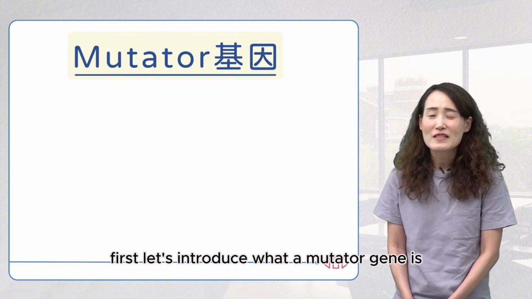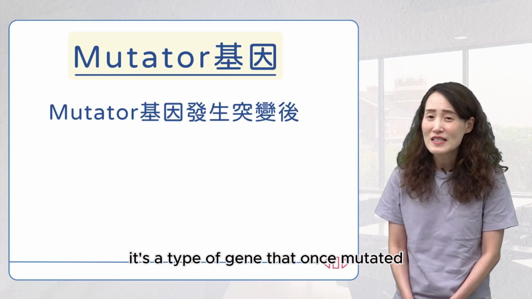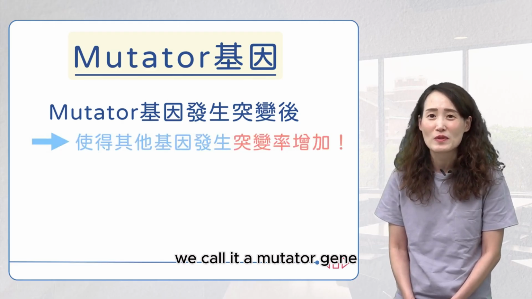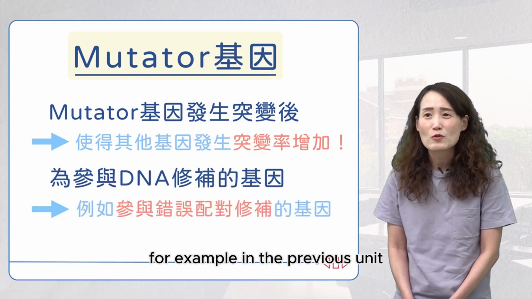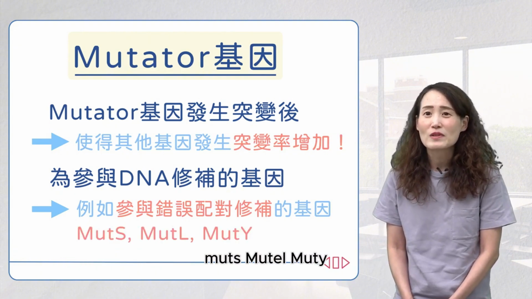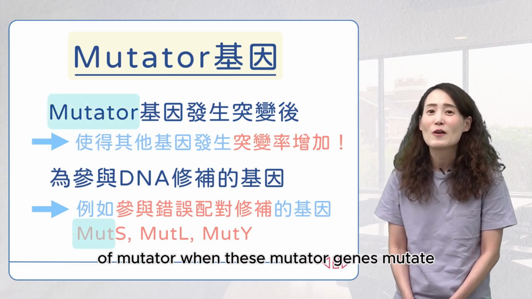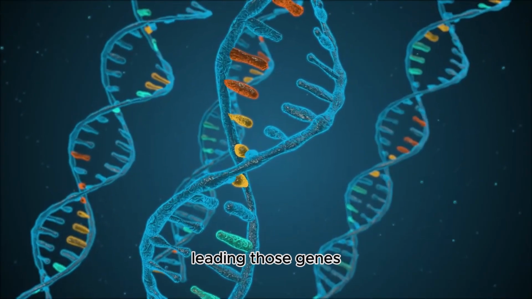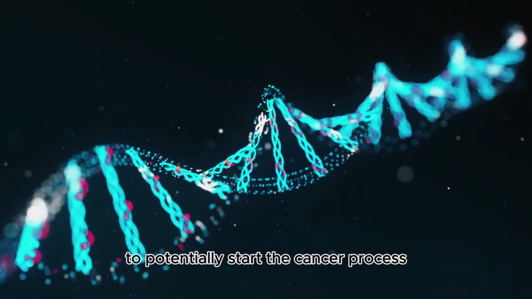First, let's introduce what a mutator gene is. Do you remember what a mutator gene is? It's a type of gene that, once mutated, can greatly increase the mutation rate of other genes. We call it a mutator gene. Typically, these mutator genes are involved in DNA repair genes. For example, in the previous unit, we talked about the genes involved in mismatch repair: MUT, MUTEL, MUT-Y. MUT is an abbreviation of the first three letters of mutator. When these mutator genes mutate, the mutation rate of other genes also significantly increases, leading those genes, whether they are oncogenes or tumor suppressor genes, to potentially start the cancer process.